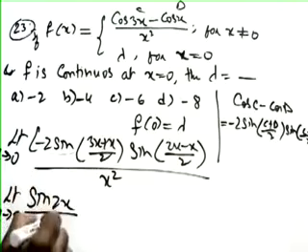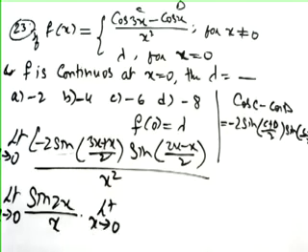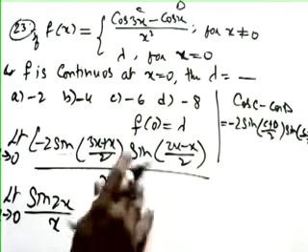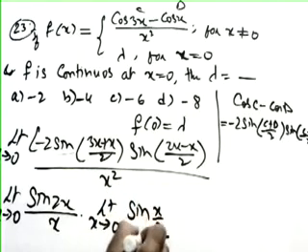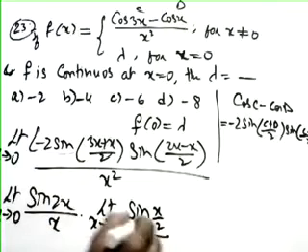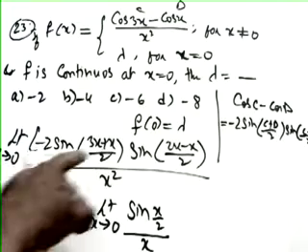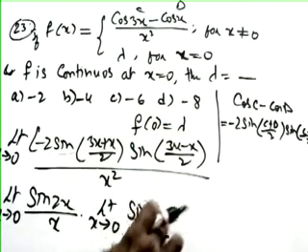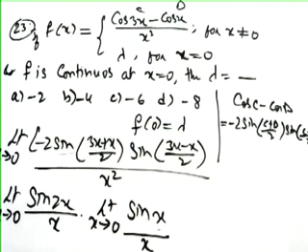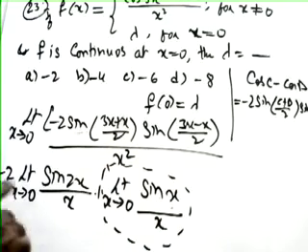Sine 2x by x square, I am writing one x here and one x with this one. 3x minus x is 2x, by 2 will be x. So sine x by x square, one x here and one x here. We know this formula, limit x tends to 0, sine x by x is 1. So this will become 1, this will become 1.